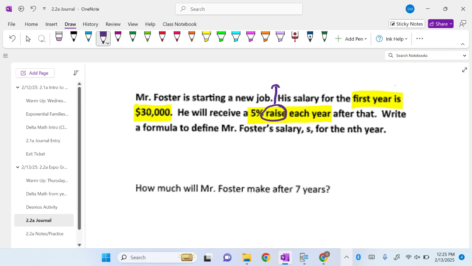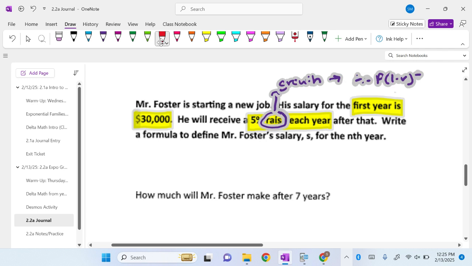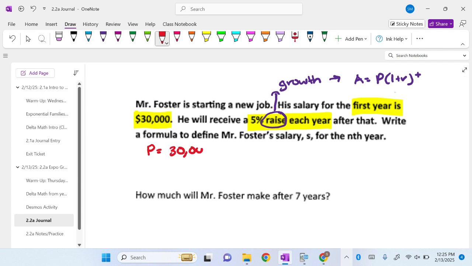When in doubt, there's usually always one word in the word problem that basically either means growth or decay, whether it's increasing or decreasing. So since we have raise, that means we're doing a growth, which means we're using the formula A equals P times 1 plus R to the T power. Now, let's pick out all my variables. So, P is your principal or initial value. What's my initial value here? $30,000 is what I started with.